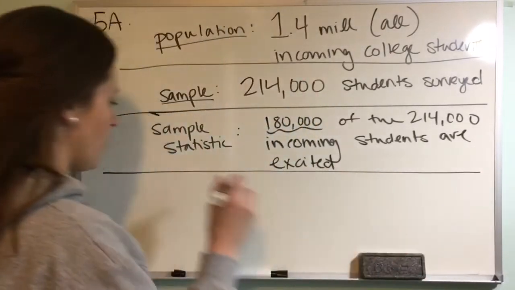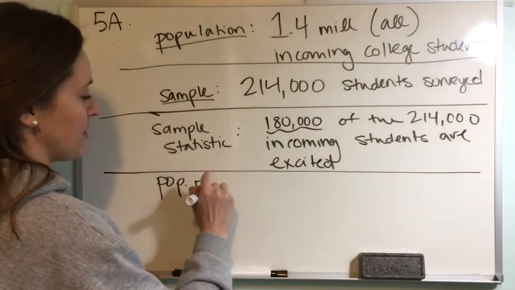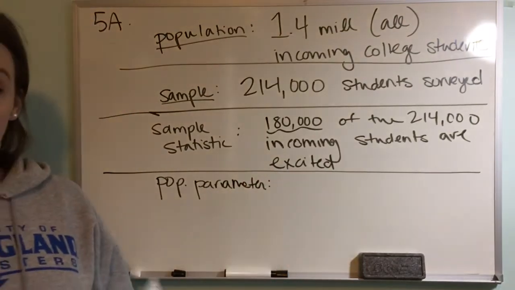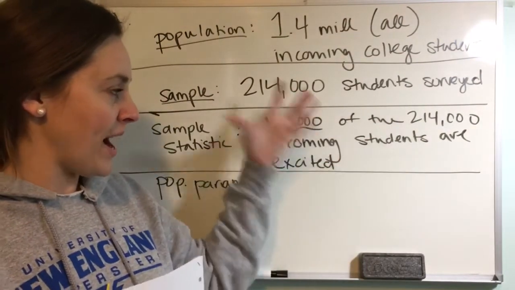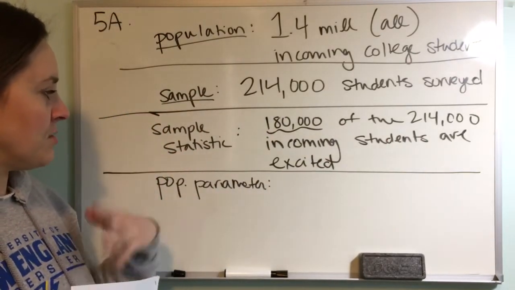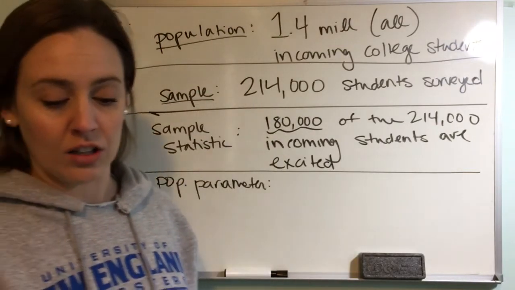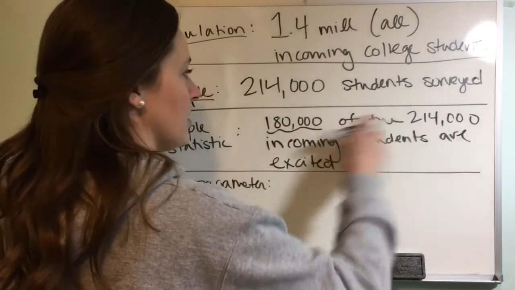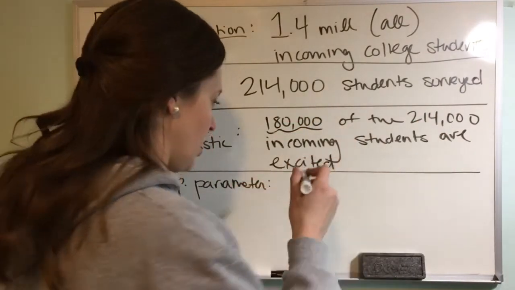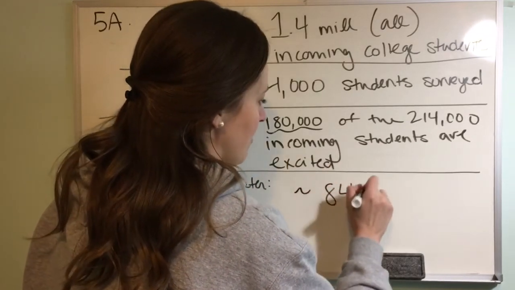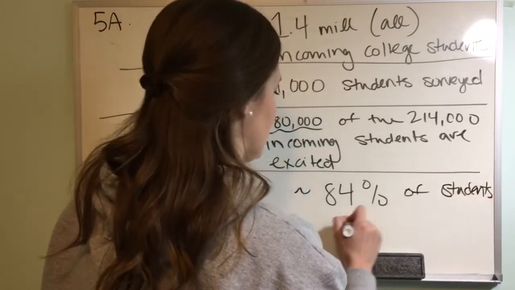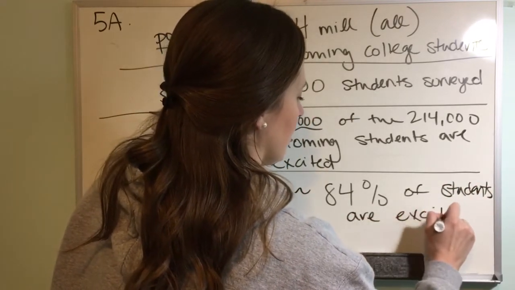Okay. So then what's the population parameter? Well, you would use this data that you actually got when you did the survey, or the survey from the sample, and you would come up with a number that represents, okay, all college students. If you divide these two numbers, if you say this is part of this, you get about 84% of incoming college students are excited.